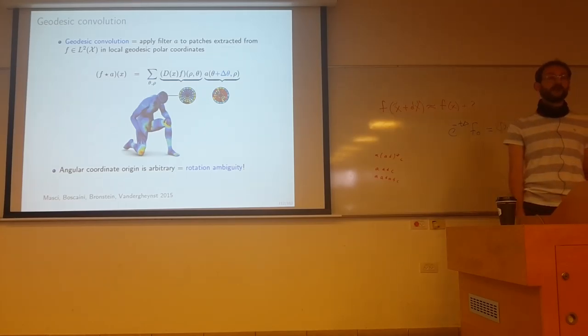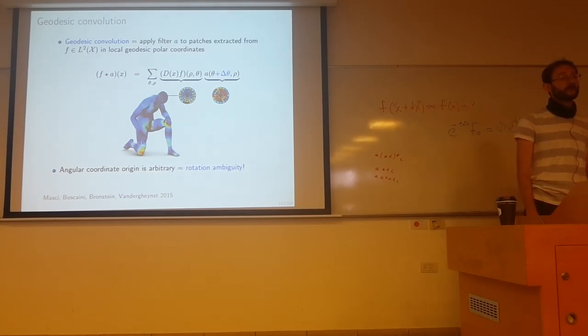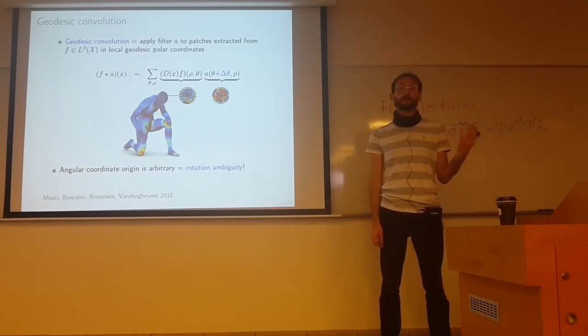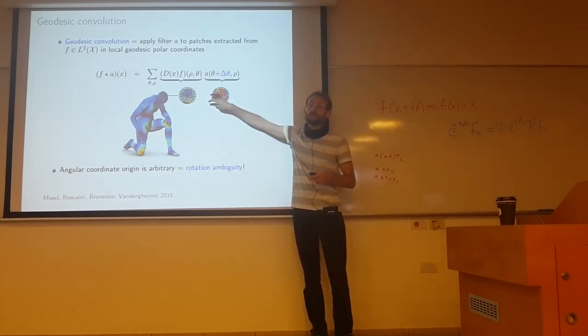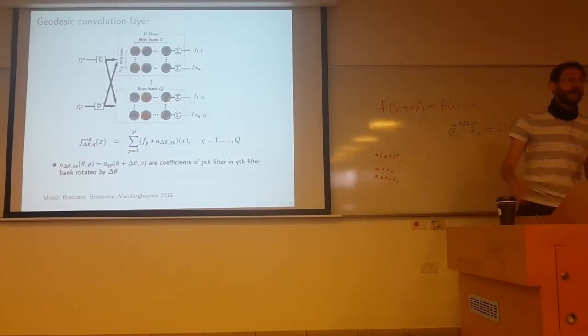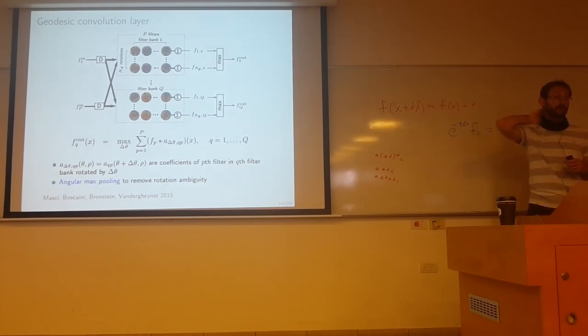Now, you could, of course, define some canonic rotation. So I will show it next. So you can use some information that usually will be extrinsic, for example, principal curvature direction, or you can just consider all the possible orientations. Okay, so this is what we did in this work. We considered all the possible orientations. We kept this result, so the convolution produced the result for all possible rotations, and then we took the maximum over all the possible rotations. We called it angular max pooling. Nowadays, I would say that it's not the smartest idea, but it worked pretty nicely.